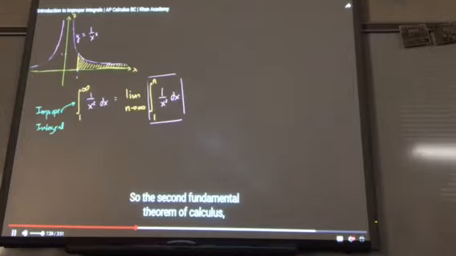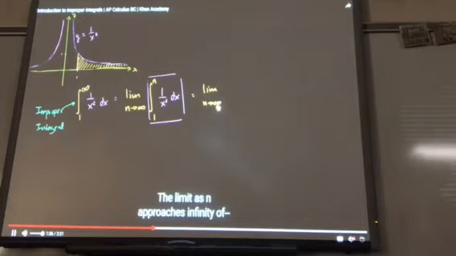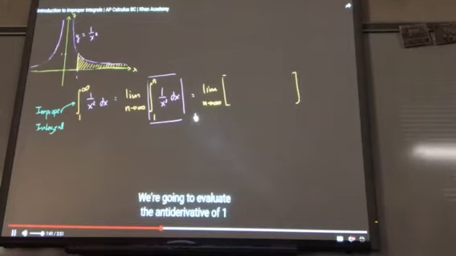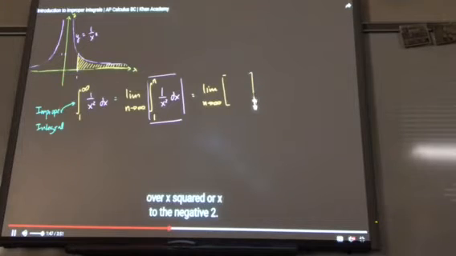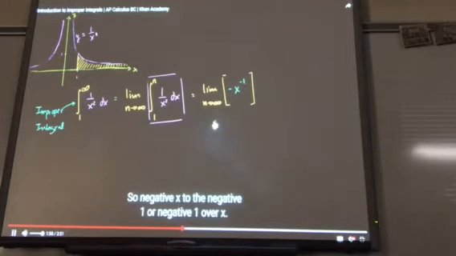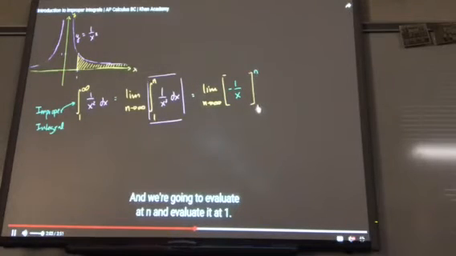The second part of the fundamental theorem of calculus tells us that, let me write the limit part, the limit as n approaches infinity of the antiderivative of 1 over x squared, or x to the negative 2. The antiderivative of x to the negative 2 is negative x to the negative 1, or negative 1 over x. So negative 1 over x is the antiderivative. We're going to evaluate it at n and evaluate it at 1.